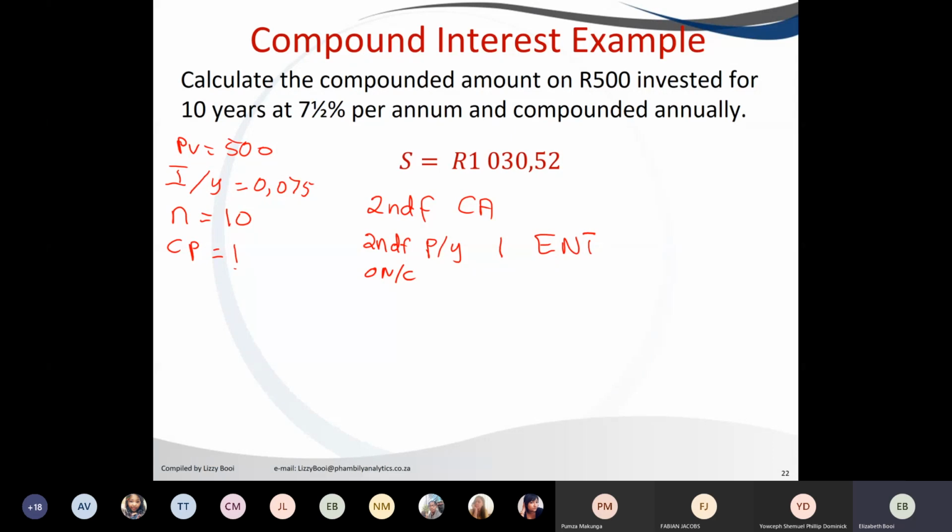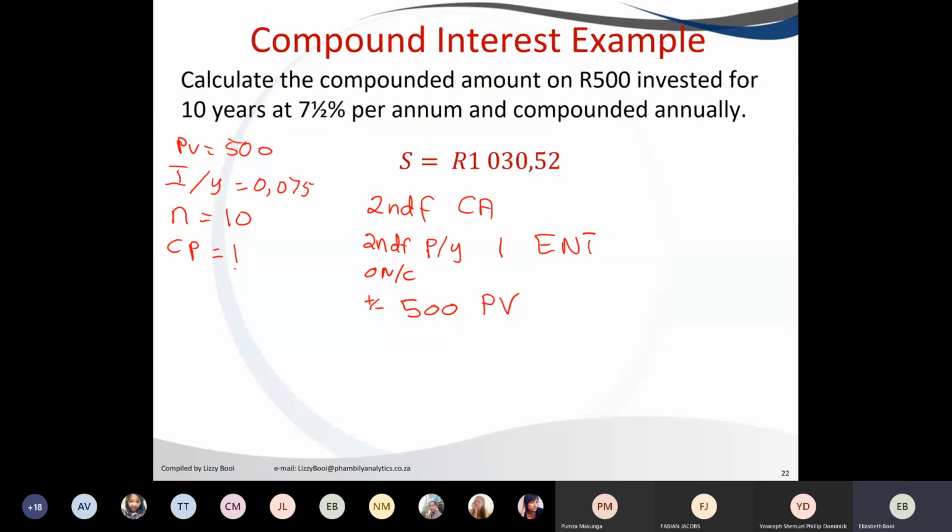So with this question, we are given the present value. You're going to press the plus or minus button. You can see it's somewhere at the bottom on your financial calculator, between 0 and 1. You press that button and then enter the present value amount, which is 500, and press the function to store that value as the present value. We press the PV button.